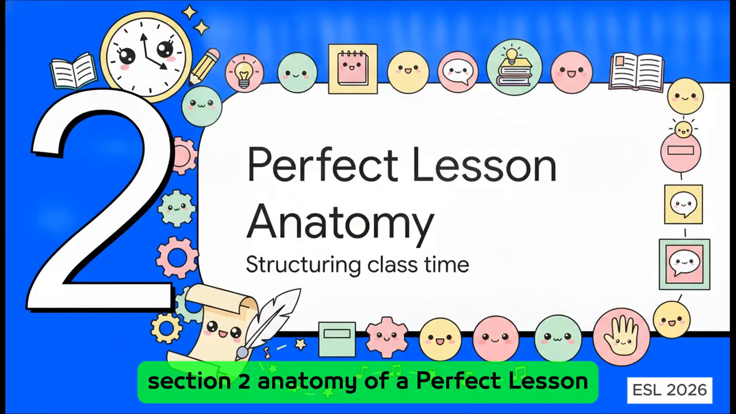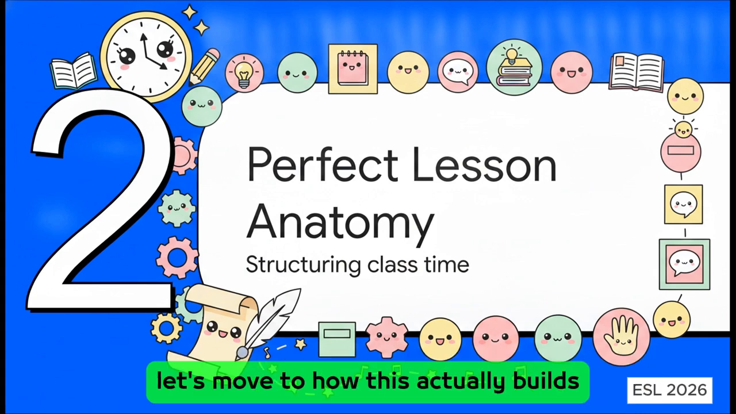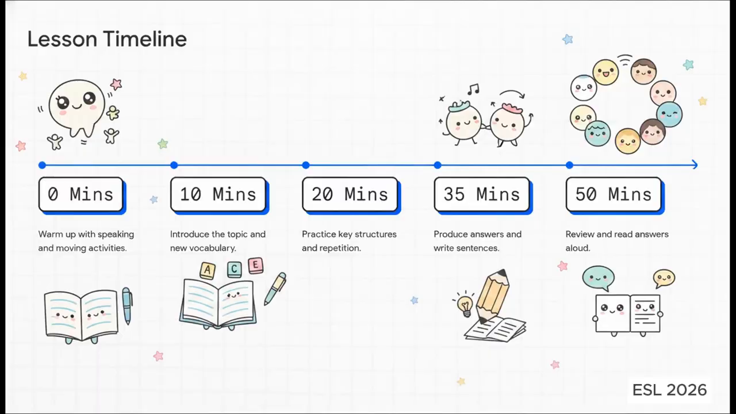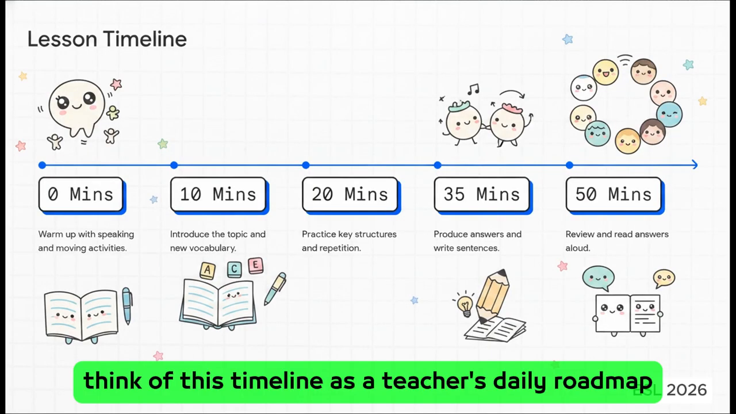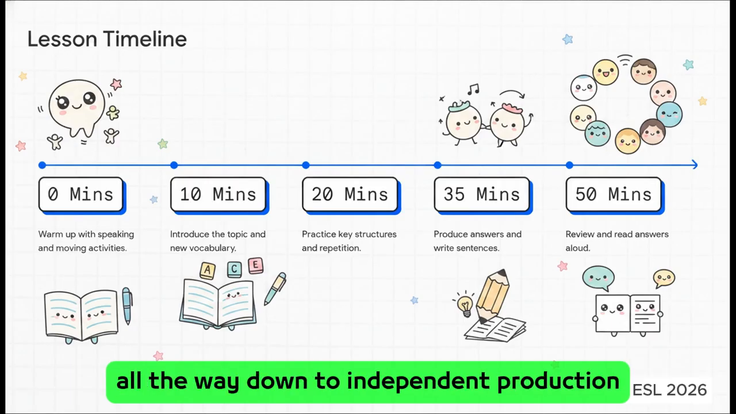Section 2. Anatomy of a perfect lesson. Now that we have the overarching process in our toolkit, let's move to how this actually builds into the chronological flow of a single perfect class period. Think of this timeline as a teacher's daily roadmap. It moves students systematically from out-of-seat speaking activities all the way down to independent production.